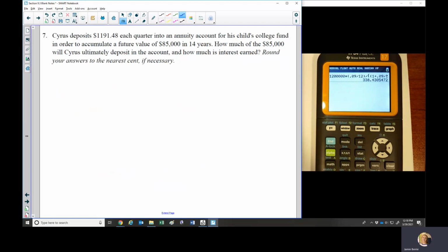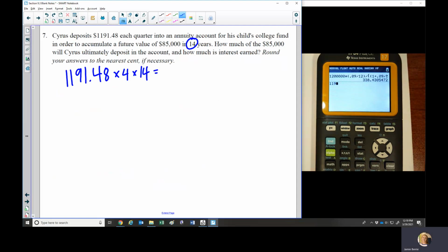I wanted just to show you this one because it's not as difficult as it seems. It says Cyrus deposits $1,191.48 each quarter into an annuity account for his child's college fund in order to accumulate a future value of $85,000 in 14 years. How much of the $85,000 will Cyrus ultimately deposit into the account, and how much interest did he earn? All right, so let's figure out how much he's depositing into the account over time. He's putting in $1,191.48 each quarter, so that means 4 times a year for 14 years.